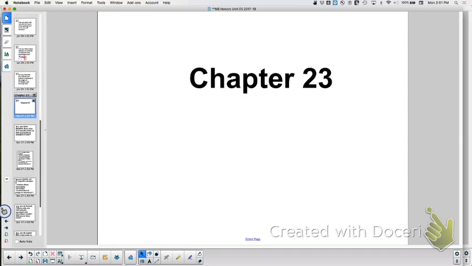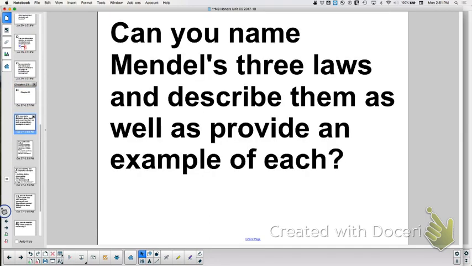Here we go. Number 1, can you name Mendel's 3 laws and describe them as well as provide an example of each? Yes, we can. Okay, what's the first law? Law of dominance. That means when you have a pair of alleles, one allele can be dominant and expressed over the other allele, right?